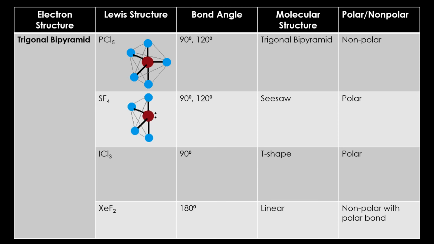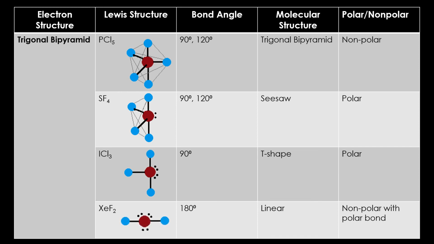Seesaw shapes occur when the central atom bonds to 4 identical terminal atoms and has 1 lone pair left. This shape has an asymmetrical distribution of charges, so it is polar. A good example is sulfur tetrafluoride. T-shaped compounds are the result of trigonal bipyramidal electron structures having 3 bonds and 2 lone pairs. Compounds with this shape, like iodine trichloride, are polar.